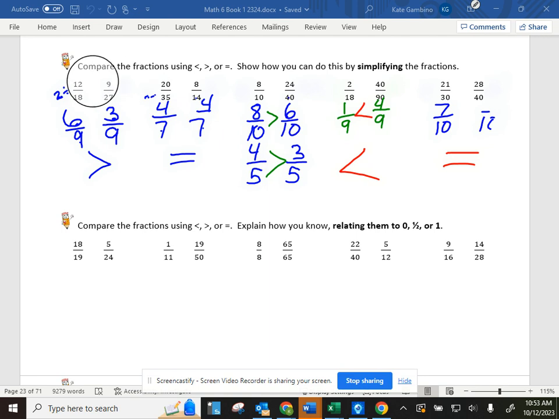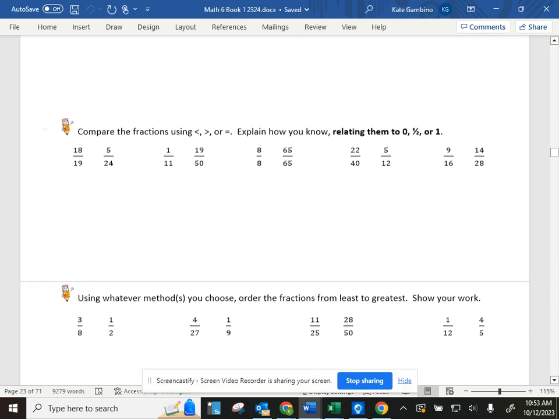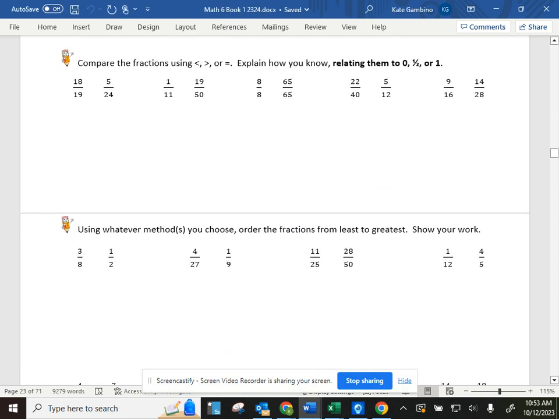Now let's look at the last way to compare our fractions. This is using that 0, half, or 1. So let's look at our fractions. We're going to write underneath our fraction if it's closer to 0, closer to the half, or closer to 1. Because when I look at 19 and 24, is there a common denominator that they share without multiplying 19 by 24? No, there's not an easy denominator. It's not easy to get to the same thing. So we're going to look at our comparing.